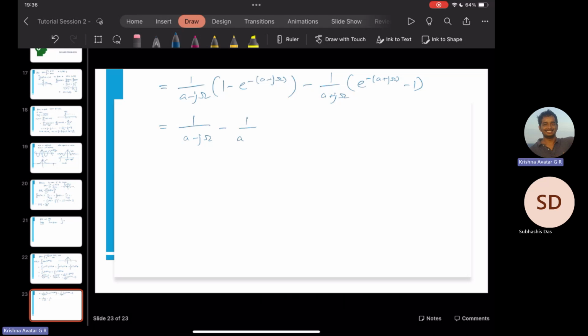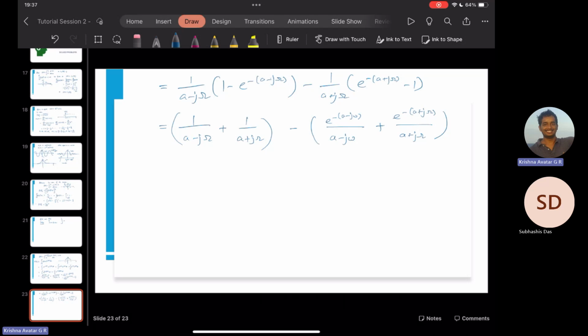Okay, a plus j omega, and likewise you have minus of... so it's a plus here, sorry, it's plus here, then minus of e to the power minus a minus j omega divided by a minus j omega, and it will be plus a plus j omega divided by j omega, right? So this is what we are looking at.